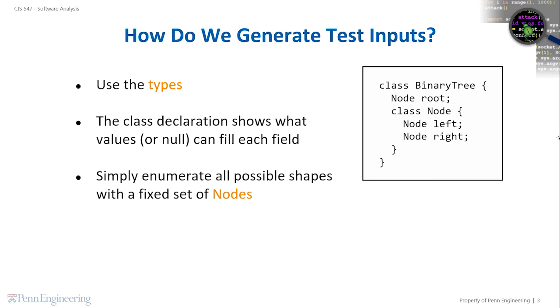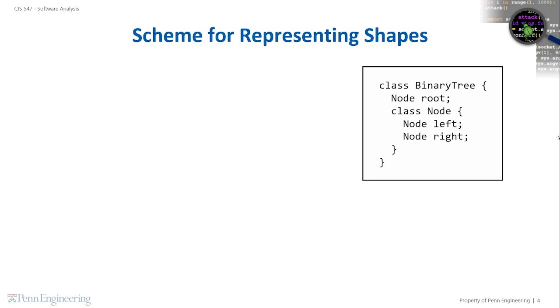Thus, to generate a set of small test inputs, Korat need only enumerate all possible shapes of binary tree objects that can be created from a fixed set of node objects. Before we see how Korat enumerates such shapes, let's look at the scheme that Korat uses to represent different shapes uniformly. This scheme lies at the heart of how Korat systematically and efficiently enumerates the shapes.